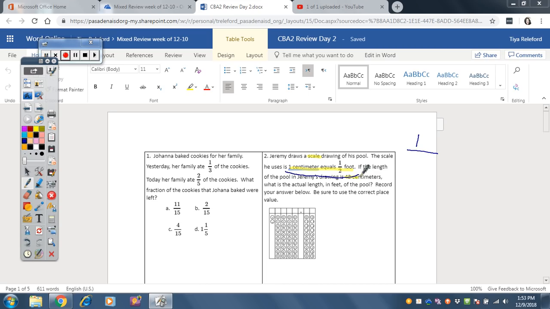This is the scale. That is 1/2 of your proportion. The other half comes right here. And if you use your labels, it will tell you whether it's going to go on top or bottom. Solve for x. Be careful with your decimals.